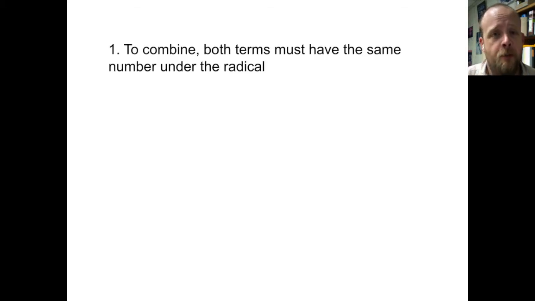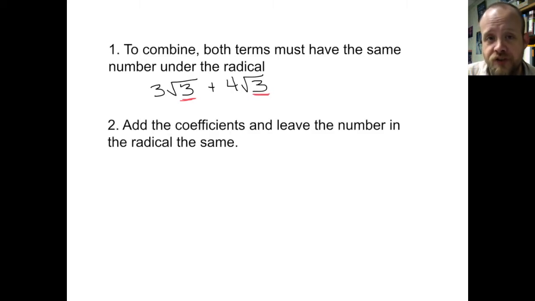So there are two steps in figuring this out. Number one, to combine, both terms have to have the same number underneath the radical. That is to say, if you have some problem, such as 3 times the square root of 3, and you're adding it to 4 times the square root of 3, because the number under the radical is the same, in this case 3, they can be combined. They share the same like term, in this case radical 3. The second rule is that you have to add the coefficients and leave the number in the radical the same.